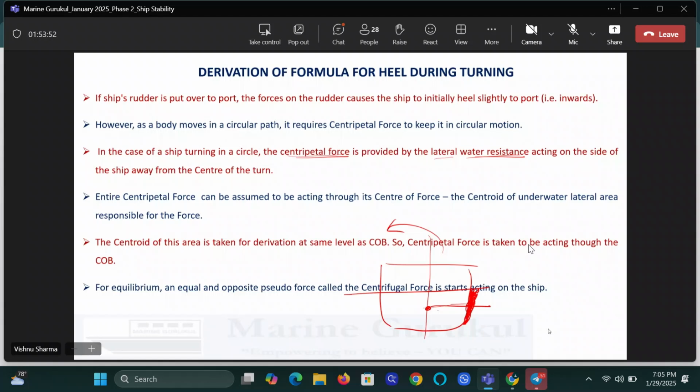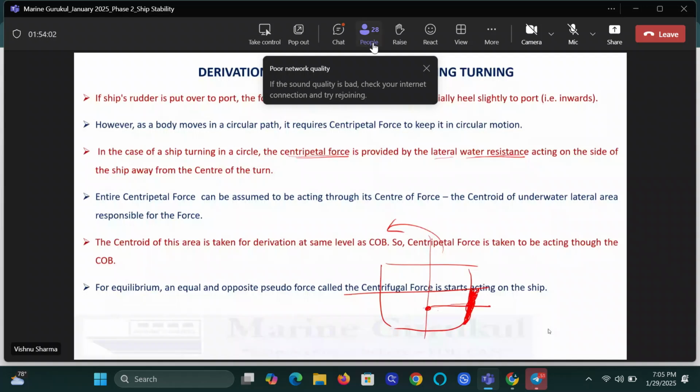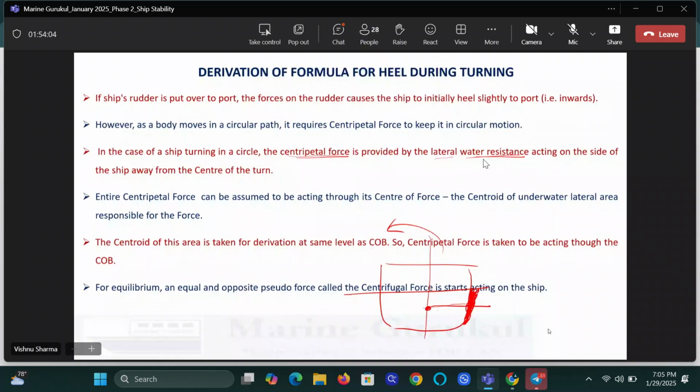We take the centrifugal force, because it's a pseudo force. It is not created by anybody. It will always act through the center of gravity of the body. This force acts through the center of mass or center of gravity. These two equal and parallel forces form a couple.